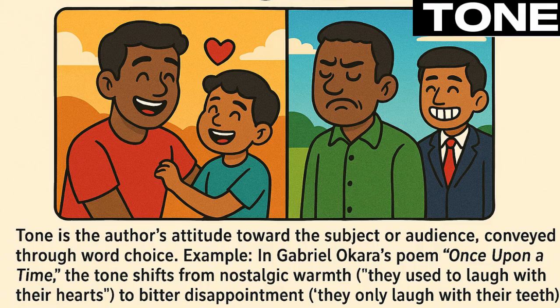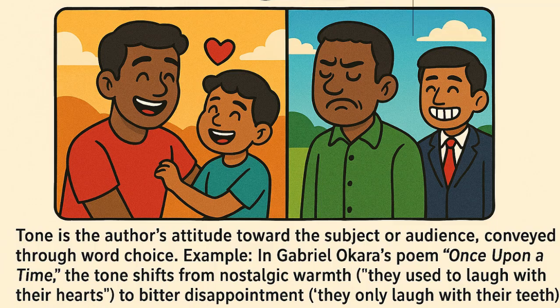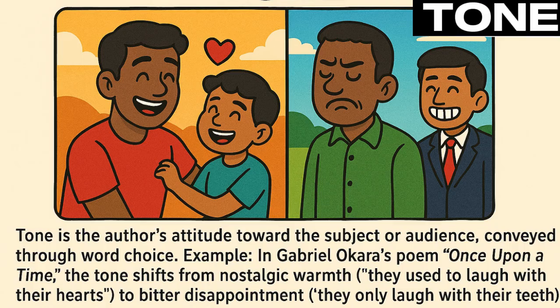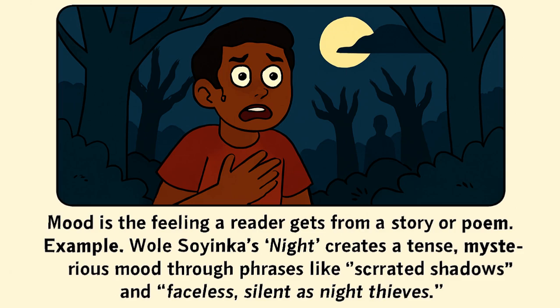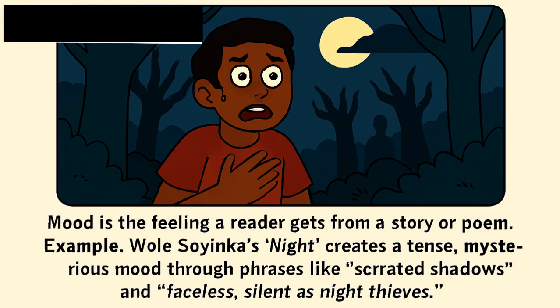Tone. Tone is the author's attitude toward the subject or audience, conveyed through the choice of words. An example can be found in Gabriel Okara's poem, Once Upon a Time. The tone shifts from nostalgic warmth, they used to laugh with their hearts, to bitter disappointment, they only laugh with their teeth. Mood is another literary term a writer can employ.